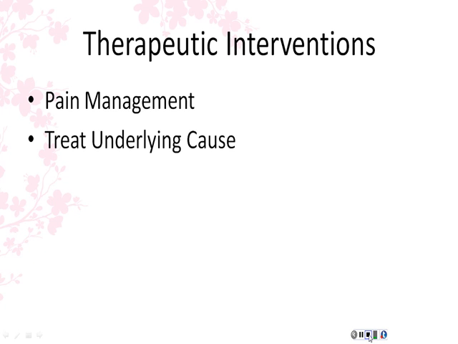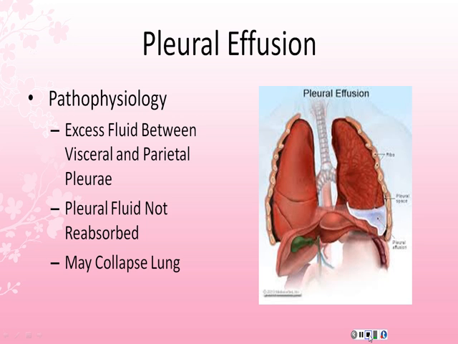Next is pleural effusion. This is excess fluid between the visceral and parietal pleurae. The pleural fluid is not reabsorbed, or it can be an overproduction of the fluid as well, and it can cause the lung to collapse. The fluid can be watery or transudative from the capillaries, or it could be exudative fluid containing white blood cells and protein.